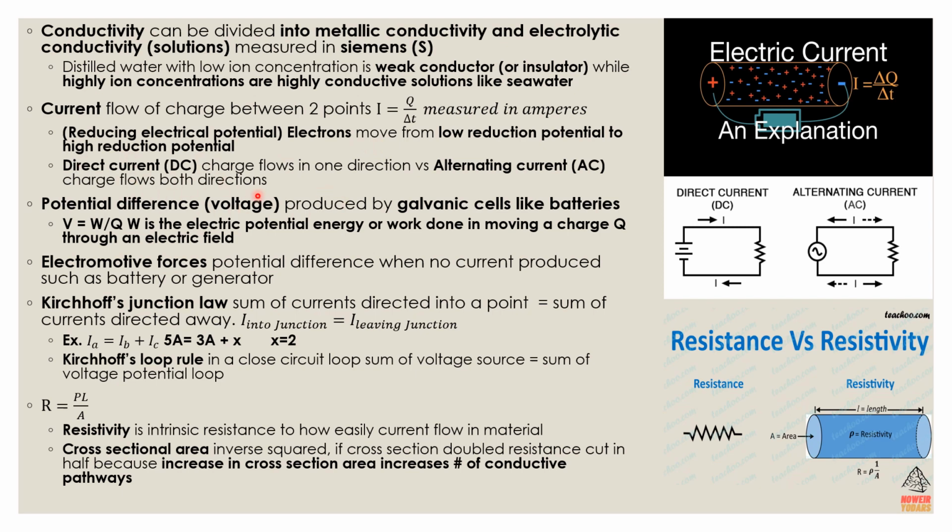Next we have direct current and alternating current. So direct current moves in one direction. Alternating current moves in both directions.